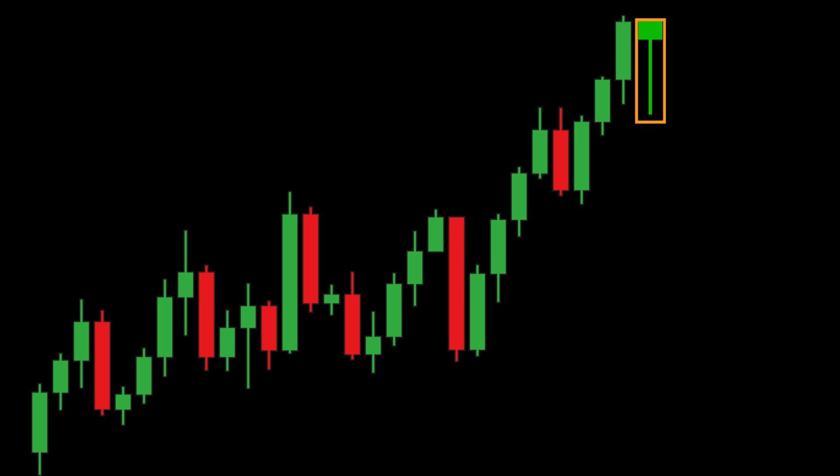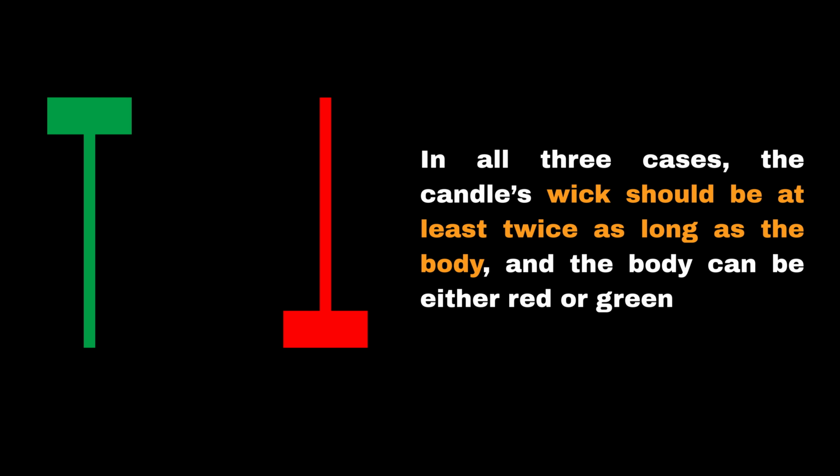If the same shape appears at the top of an uptrend, we call it a hanging man, often a warning of bearish reversal. Here, the recovery shows buyers are still active, but the aggressive selling is a first warning that bulls are losing control. In all 3 cases, the candle's wick should be at least twice as long as the body, and the body can be either red or green. All these candles are early signals, not a confirmation to enter a trade.